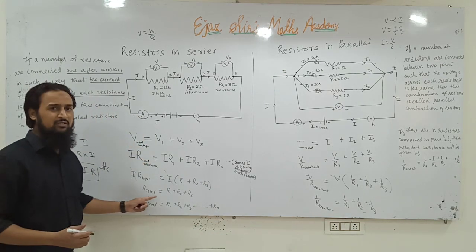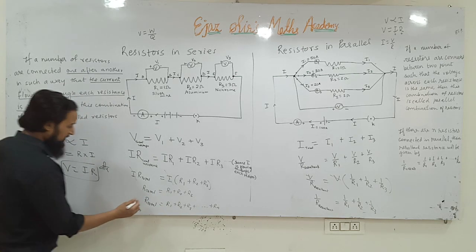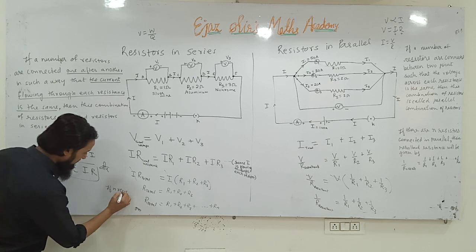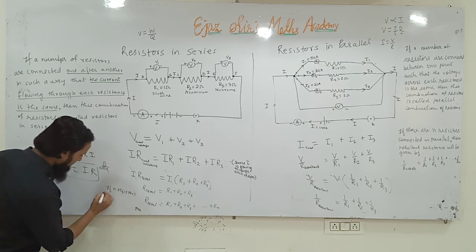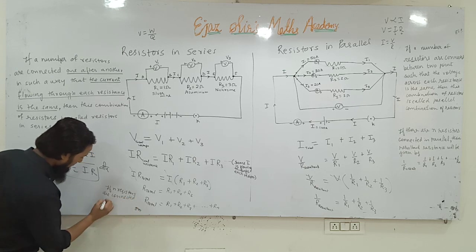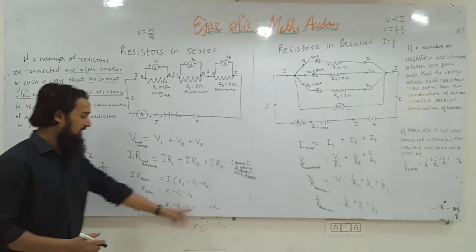I have not written in words because there is no space here to write. Shall I write it here? If n resistors are connected in series, then R total will be like this.